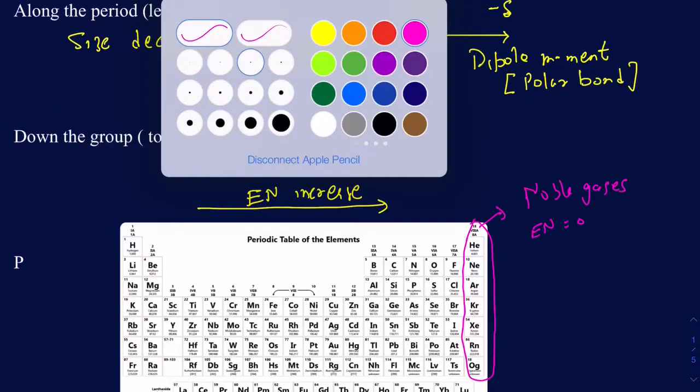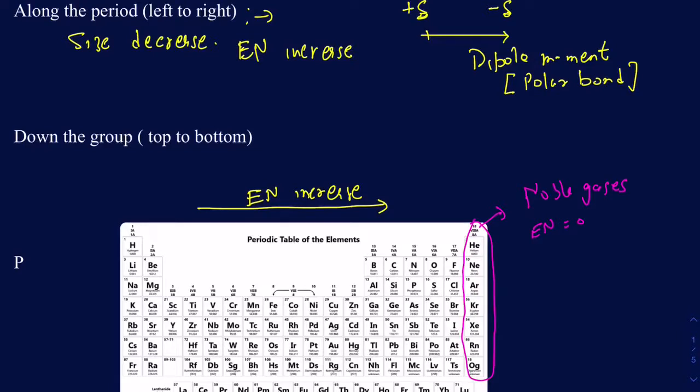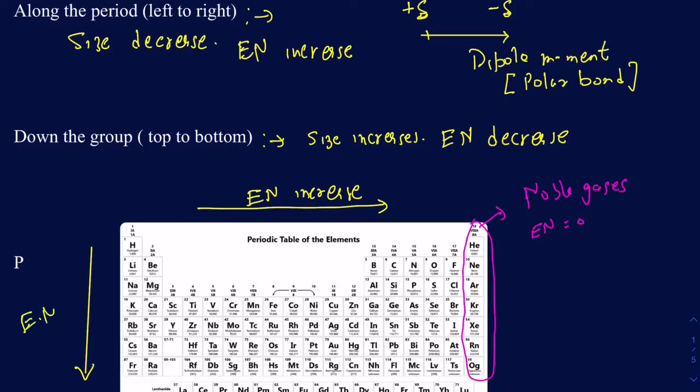Okay, let's go back to what happens down the group from top to bottom. When you're going from top to bottom, your size increases. If your size is increasing, your nucleus is getting further away from the valence shell, so they're going to have a weaker pull for those electrons that are being shared. As a result, your electronegativity decreases. So when you go down the group, your electronegativity is going to decrease. So EN values will decrease.